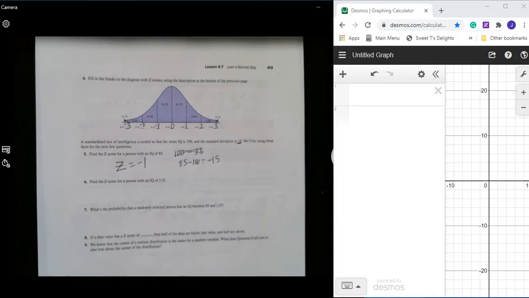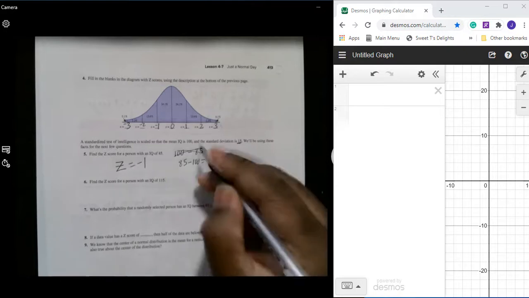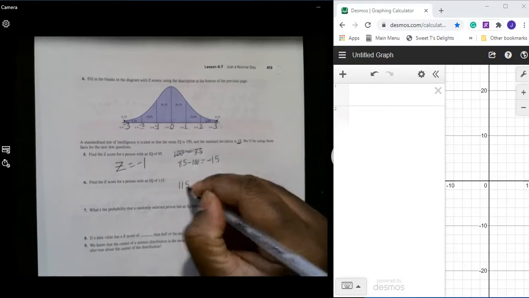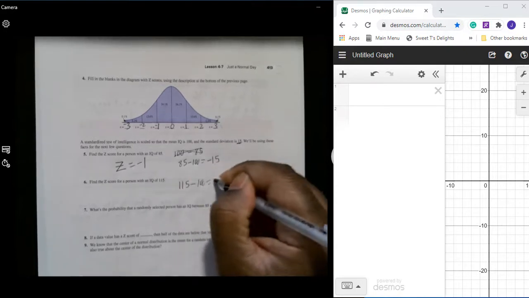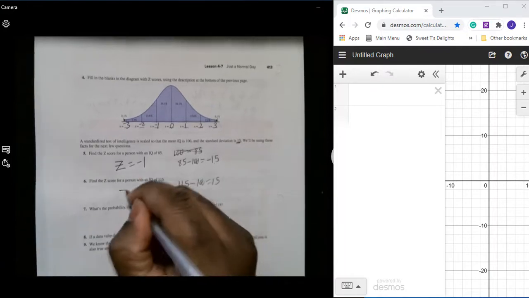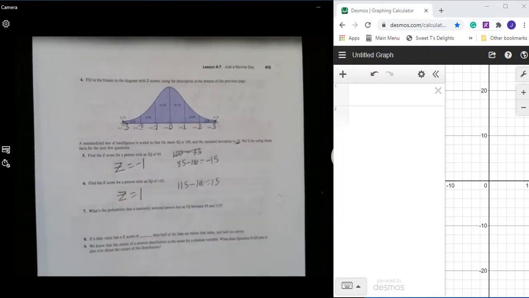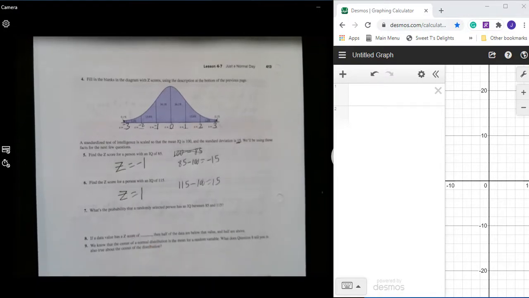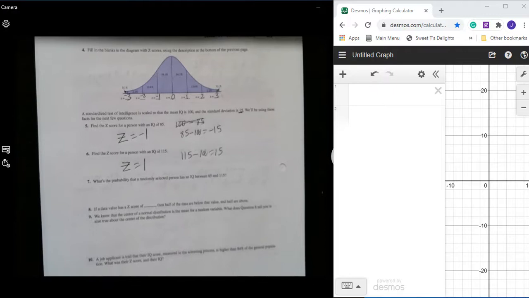It says find the Z-score for a person with an IQ of 115. So we'll take their score, subtract the mean, and it's exactly 15. And the standard deviation is 15. So your Z-score would be +1. Now, let me just say this. The reason why I put these lines in here is because my z's look like 2's, but this is supposed to be a z equals to signify that my z is a z.